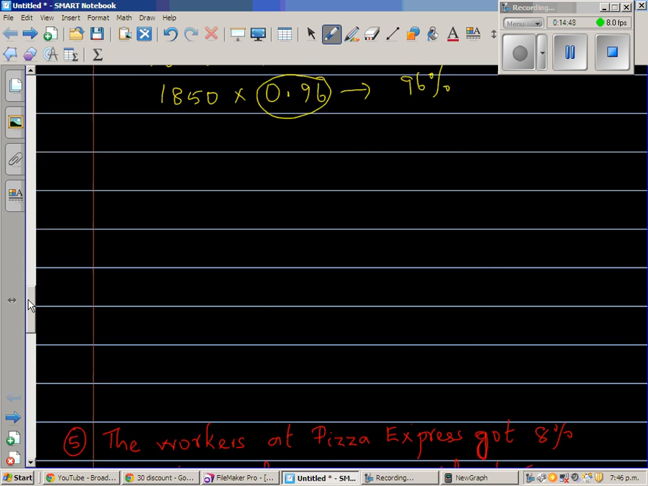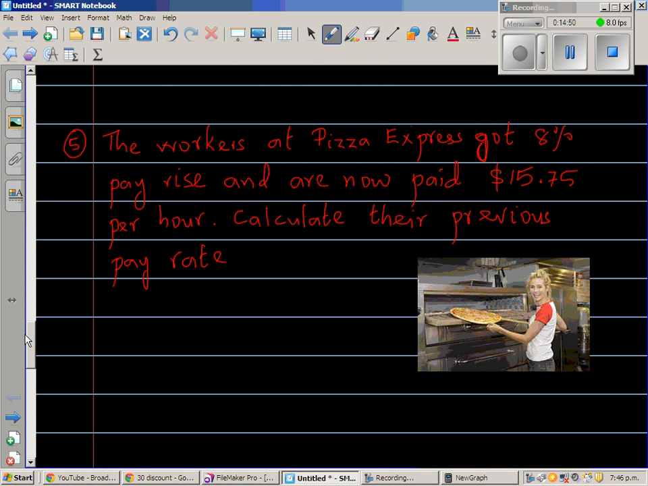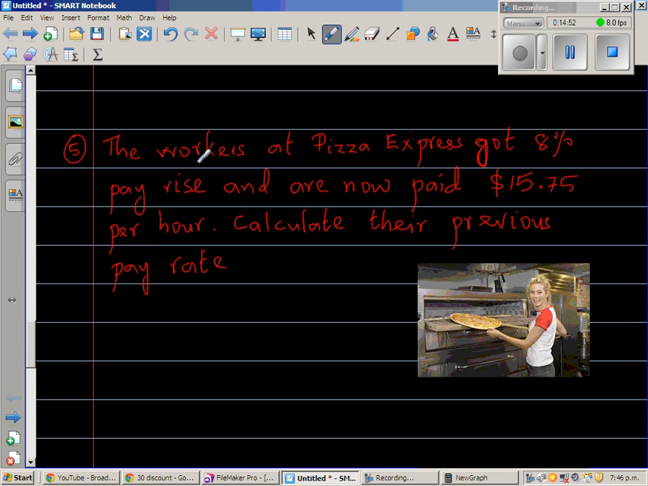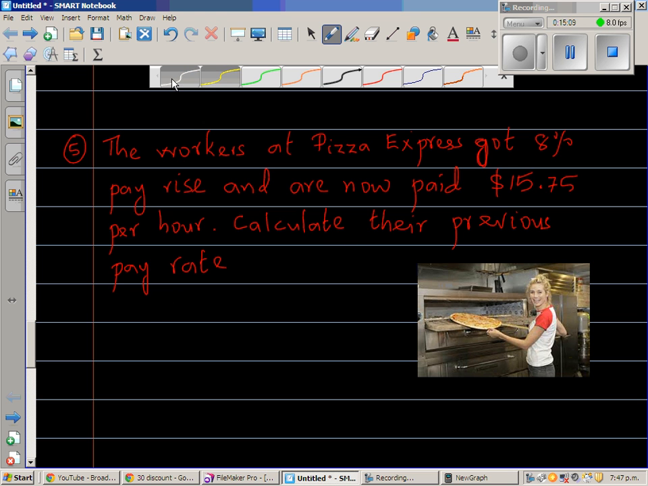Okay, so let us apply this knowledge to work this question out. The workers at Pizza Express got an 8% increase and are now paid $15.75 per hour. Calculate the previous pay rate. Okay, so we're going to put the thinking cap on.